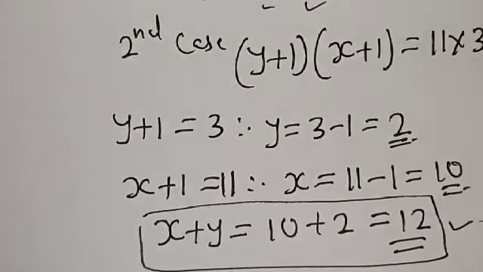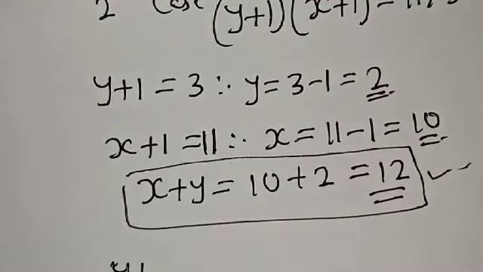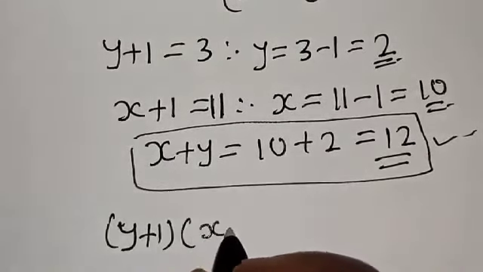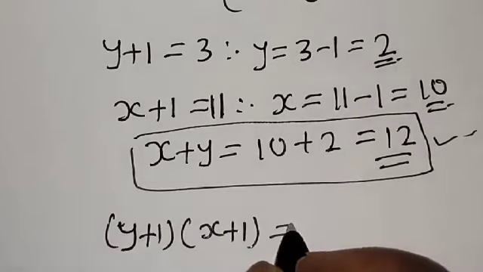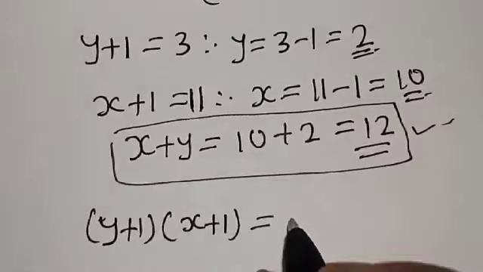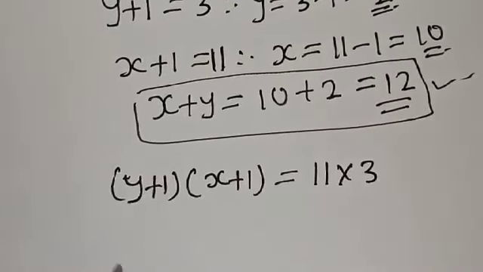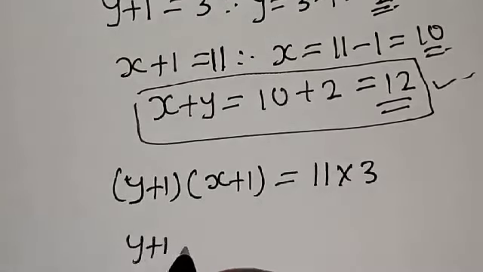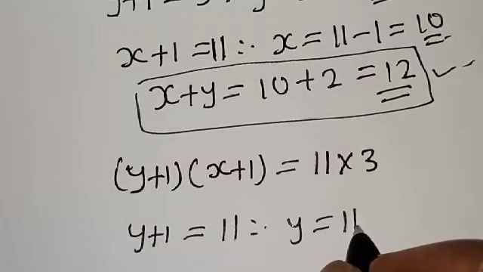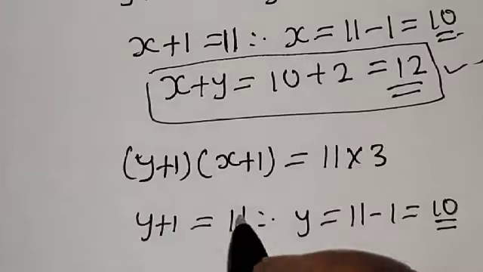Now, let's consider the second case. The second case is y plus 1 multiplied by x plus 1 is equal to what? Then we have 11 multiplied by 3. Now, that means we have y plus 1 is equal to 11. Therefore, y is equal to 11 minus 1. This is equal to what? 10.